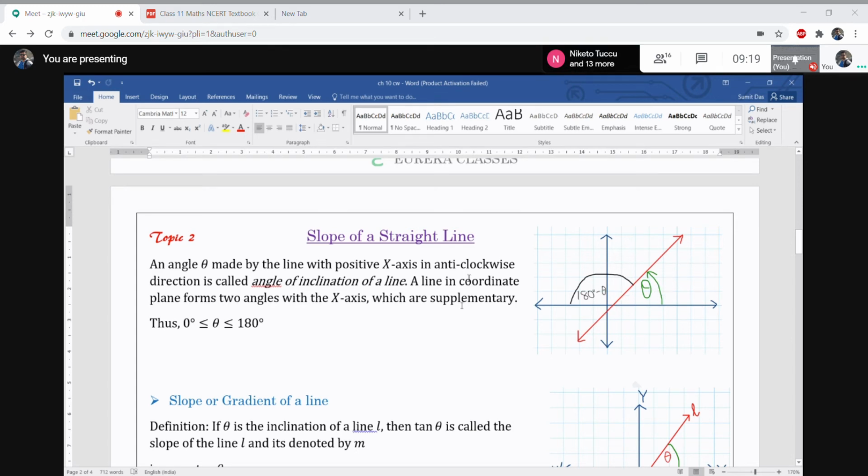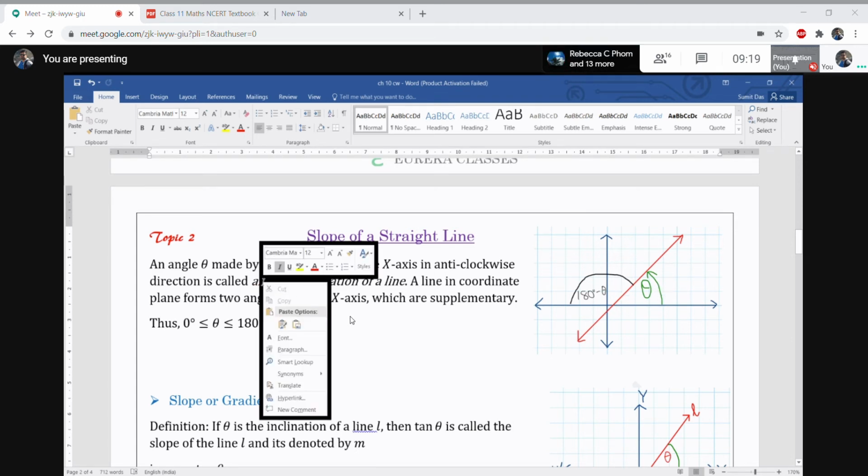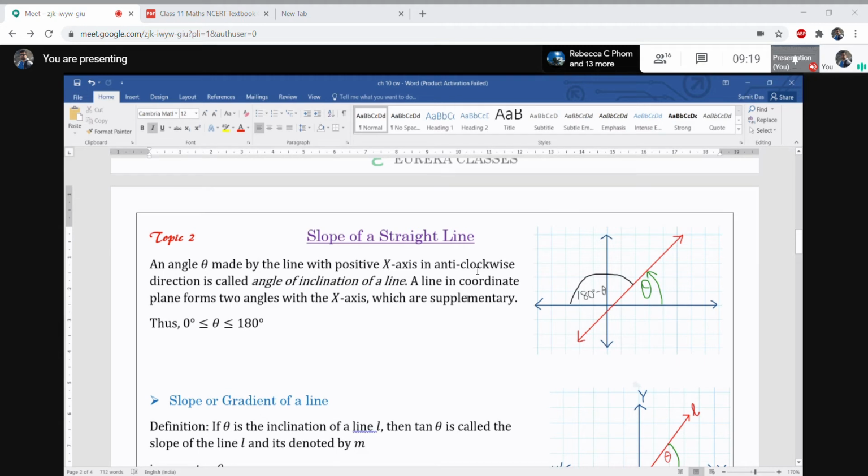So what it is saying, which is supplementary, that means theta is between 0 to 180 degrees. So the theta value can be 0 to 180 degrees, not less than 0, not greater than 180 degrees. Now what we learn here is the angle of inclination. If a line makes an angle anti-clockwise with the x-axis, then it is called the angle of inclination.